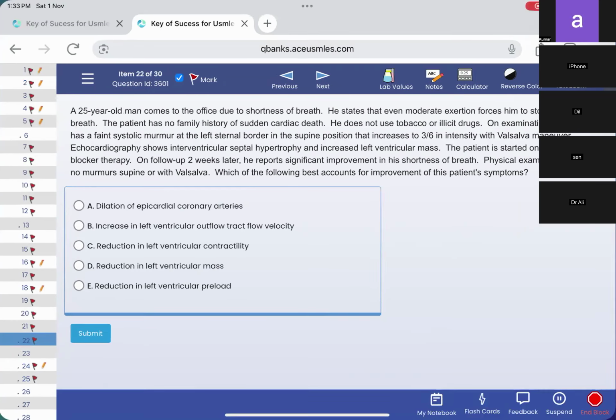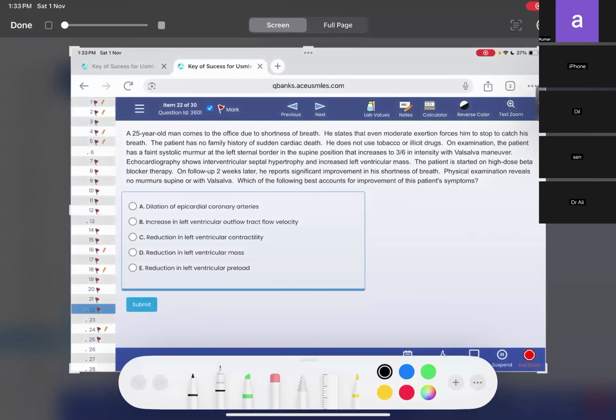Which of the following best accounts for improvement of this patient's symptoms? A 25-year-old man comes to the office due to shortness of breath. He states that even moderate exertion forces him to stop to catch his breath. The patient has no family history of sudden cardiac death. He does not use tobacco or illicit drugs. On examination, the patient has a faint systolic murmur at the left sternal border in the supine position that increases to 3/6 in intensity with Valsalva maneuver.